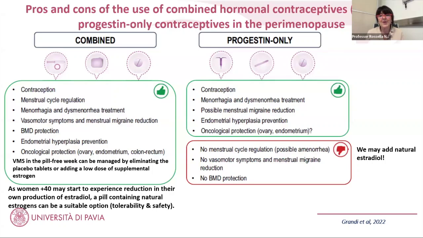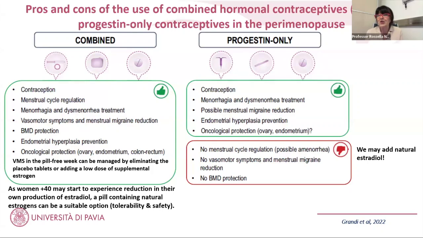This is a cartoon, very simple, that summarizes what we have said, that we can believe that is appropriate to use for tolerability and safety a natural contraceptive estrogen pill, also because apart from contraception, we can regulate the menstrual cycle, we can prevent the irregular menstrual bleeding. In some way, we can treat the symptom, but keep in mind that we can do also a very important protection of the bone, because we have seen in the literature that menstrual irregularities at this time can cause a decline of the bone mineral density that can start already before the last menstrual period. And of course, we can obtain oncological protection in terms of ovarian, endometrium, and even colorectal cancer. And most importantly, we can prevent endometrial hyperplasia.